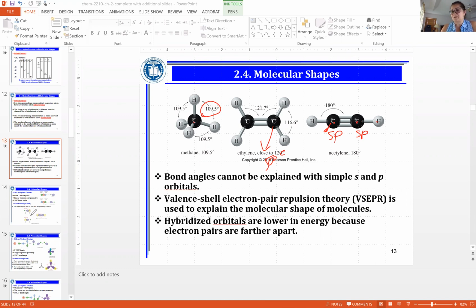Some of you, if hybridization was not covered, then you're kind of depending on these. But most of these are covered in the general chemistry course.